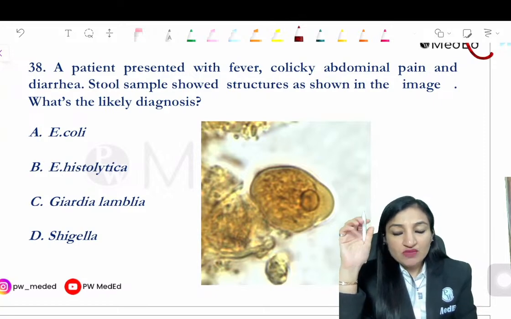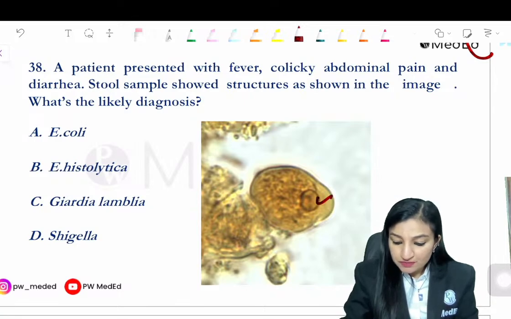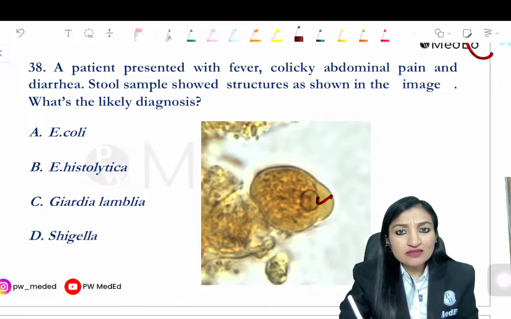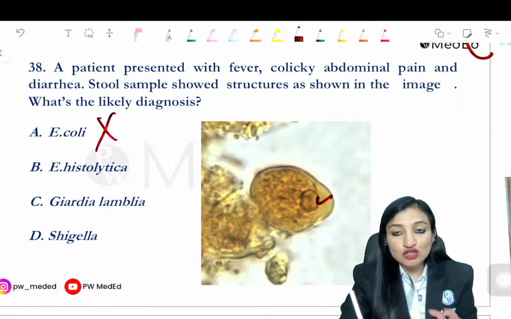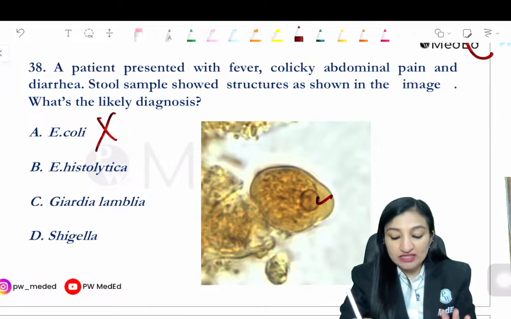What is this? You can see a nice nucleus inside. Okay, this is the nucleus. Is it looking like E. coli? Definitely not. Is it looking like Giardia lamblia? No, we discussed Giardia lamblia. I showed you those beautiful trophozoites yesterday.